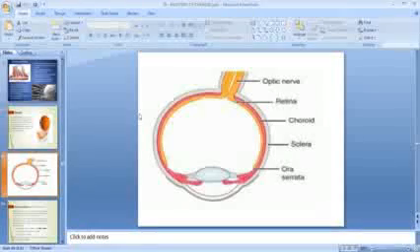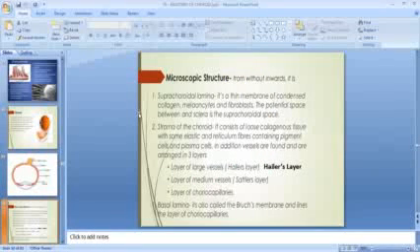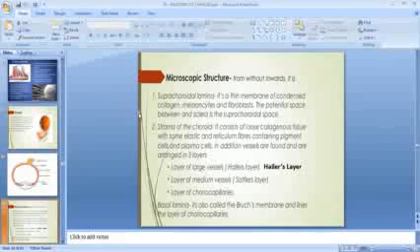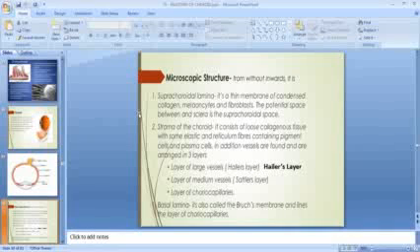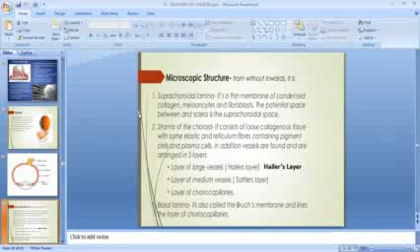Vascular coat, and it is beneath the sclera. Then the microscopic structure of the choroid, from out inwards. It is a suprachoroidal lamina.